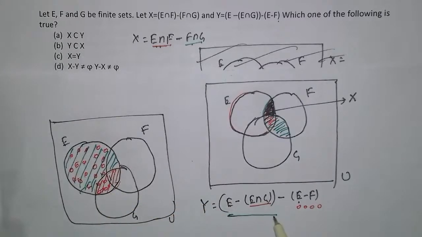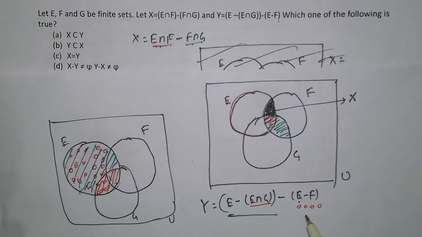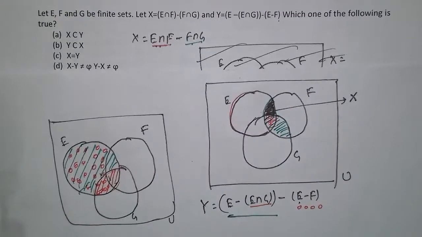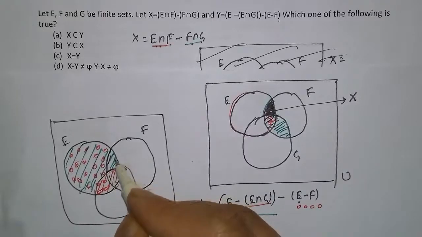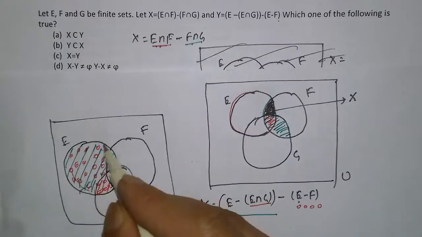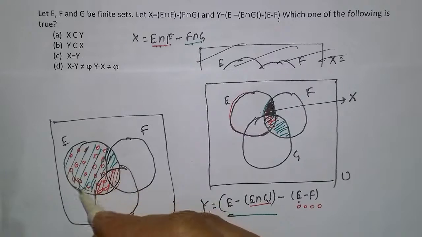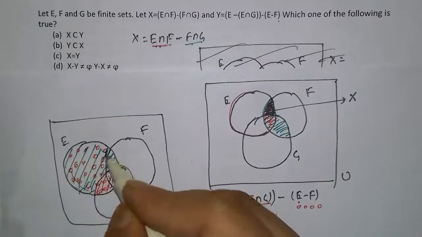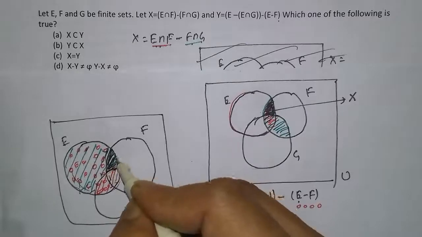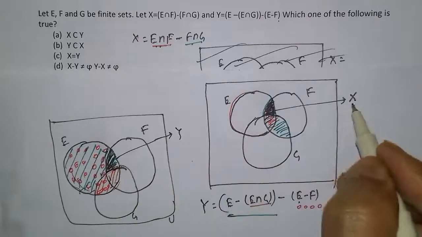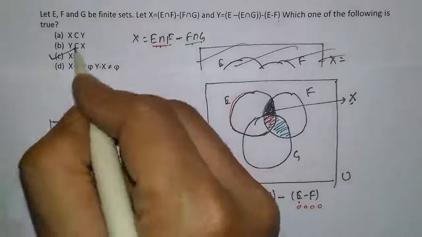Now from green area I am subtracting red dot. I will be getting only this much area. See, this is the red dot area from this area and this is green area. So we are getting this area, hence this is Y. From the figure it is clear that X is equal to Y.